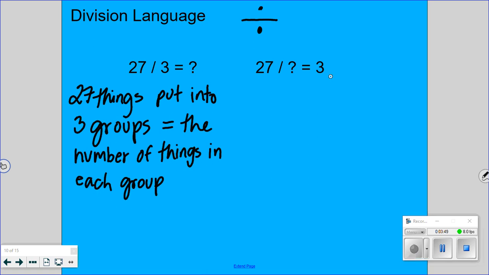Let's try this other one. Over here, I have something a little bit different. This 27 divided by question mark equals 3. What does that mean in English? It's going to be very similar to the one we just wrote down. Are you with us? It's commutative property. It's not the commutative property. Inverse. It's not the inverse either. It's just similar.